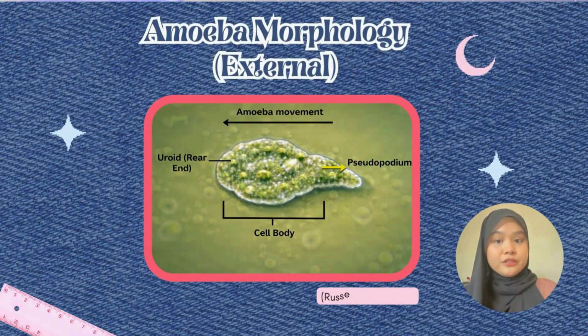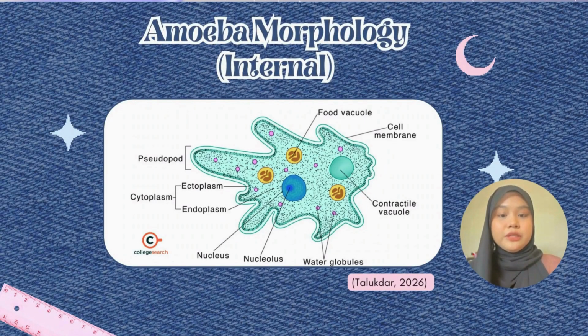The external features include pseudopodia for movement and feeding, a plasmalemma for cell integrity, and a uroid for waste removal and adhesion. Internally, amoebas have a nucleus, a contractile vacuole for water regulation, food vacuoles, and water globules, all supporting movement, feeding, and survival. Overall, despite slight differences in their habitat, the amoeba show similar structure and adaptability, reflecting how they thrive in stagnant freshwater environments.